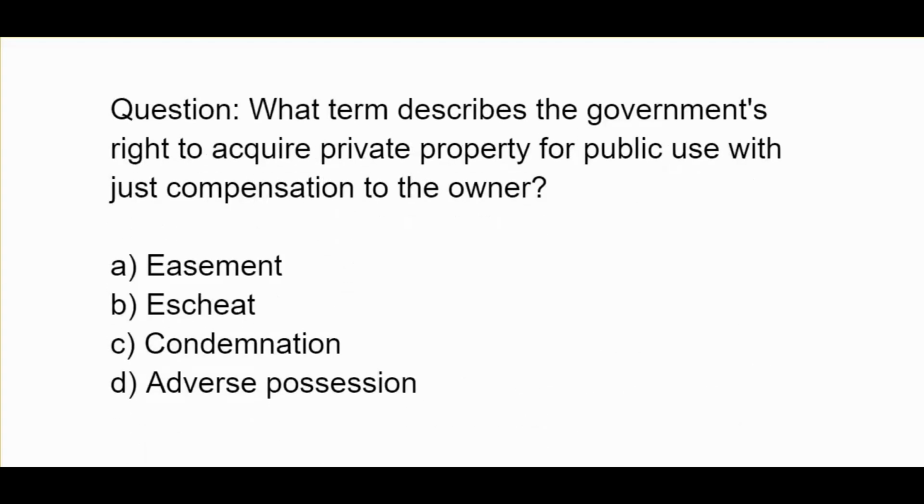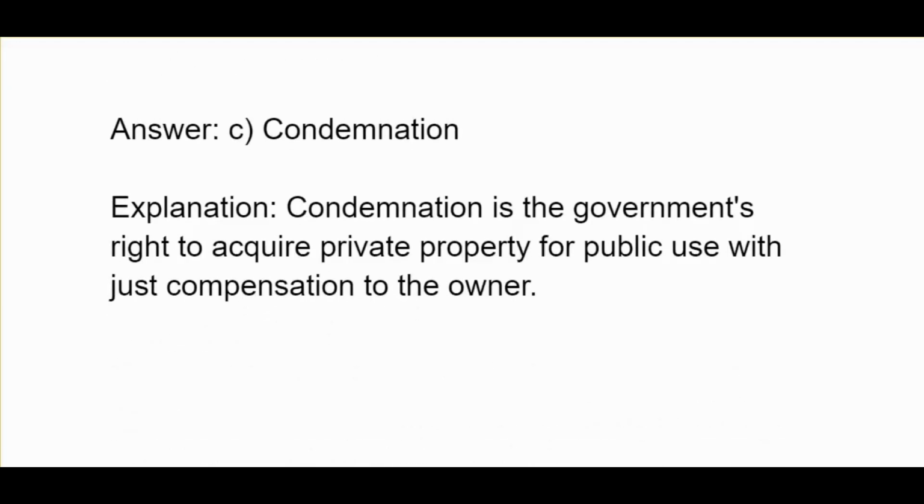What term describes the government's right to acquire private property for public use with just compensation to the owner? A. Easement, B. Escheat, C. Condemnation, D. Adverse possession. C. Condemnation. Condemnation is the government's right to acquire property for public use with just compensation to the owner.